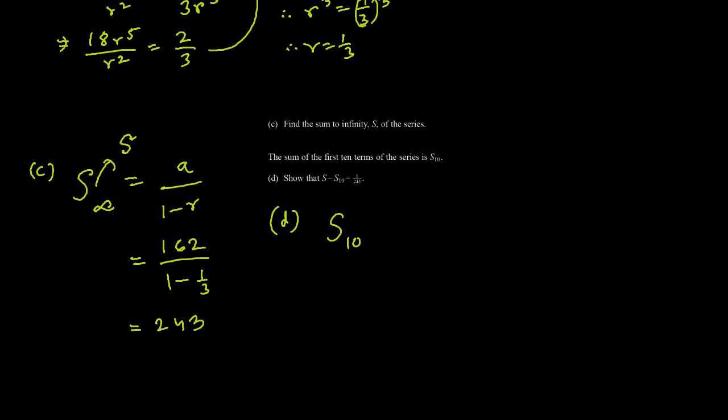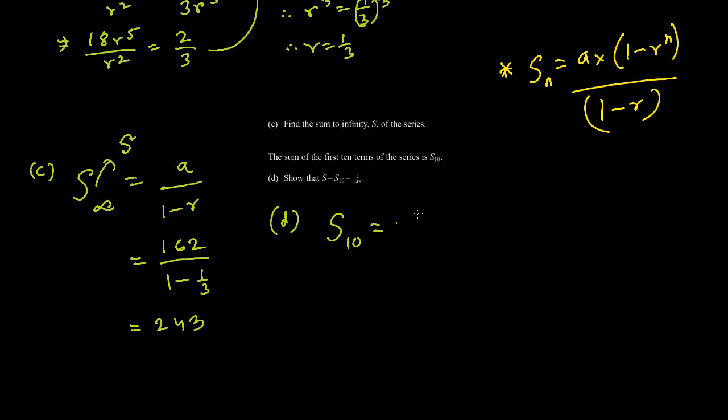Now, you have to remember that if it's a convergent series, then the sum of n terms is Sn, a multiplied by 1 minus r to the power n, divided by 1 minus r. That is the sum of n terms if it is a convergent series. So let's continue. So this is going to be a is 162 multiplied by 1 minus r, which is 1 by 3, to the power 10, divided by 1 minus r, which is 1 by 3.